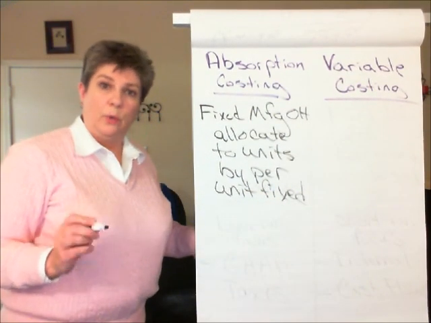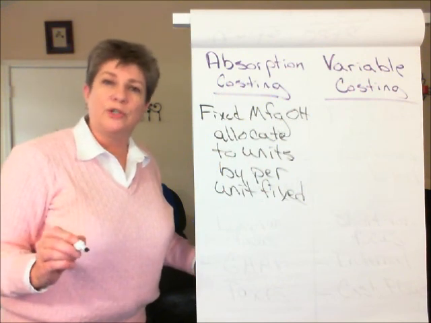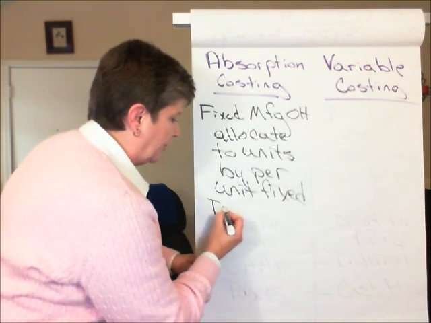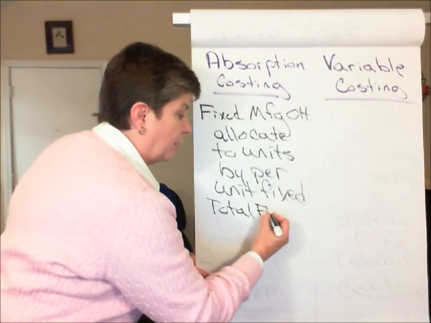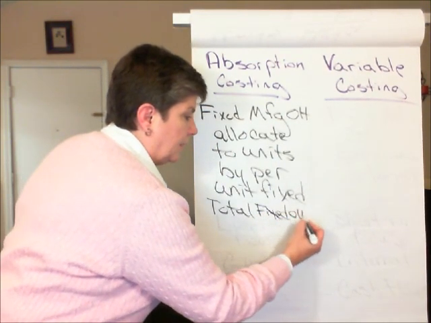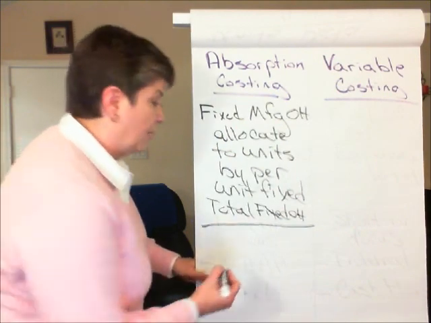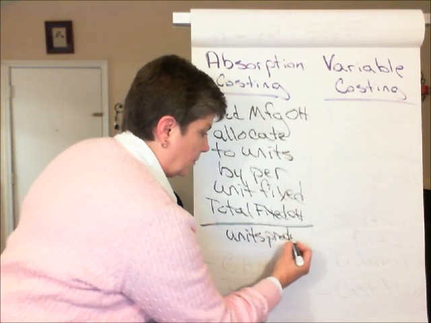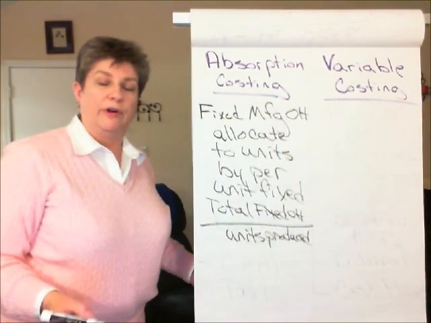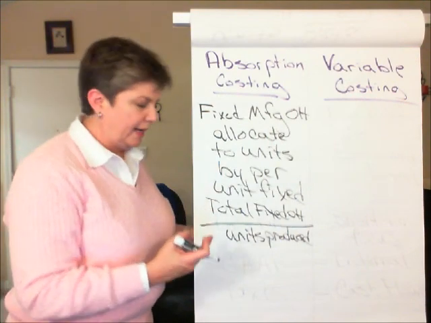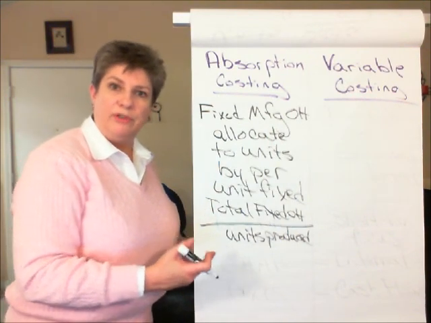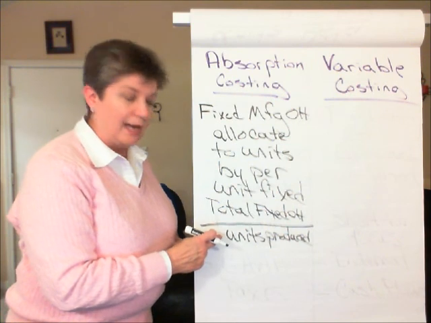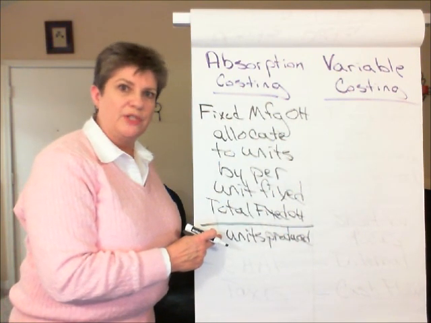Now, the way we calculate that, you may recall from our predetermined overhead calculation, is we take the total estimated overhead, total fixed overhead, and we divide it by the number of units produced. If we're doing a predetermined overhead rate, then it's estimated total overhead divided by the estimated total number of units, or whatever our allocation base is. Now, in this series, we're going to assume that the allocation base is always the number of units produced.